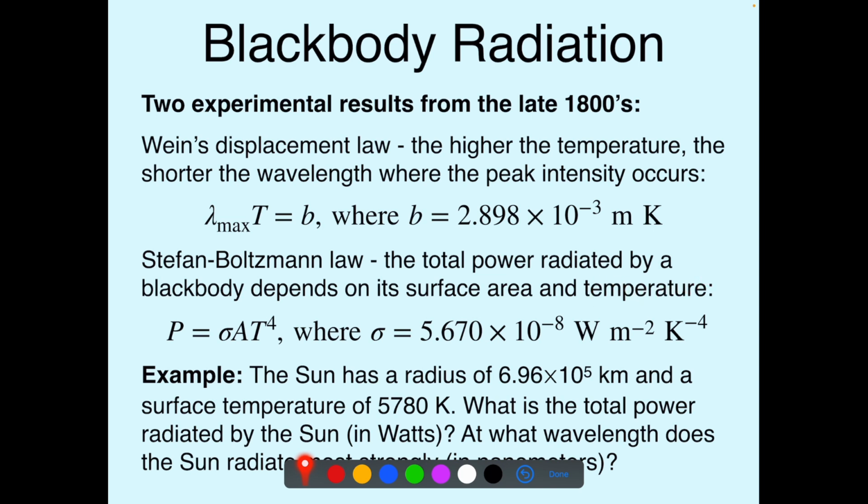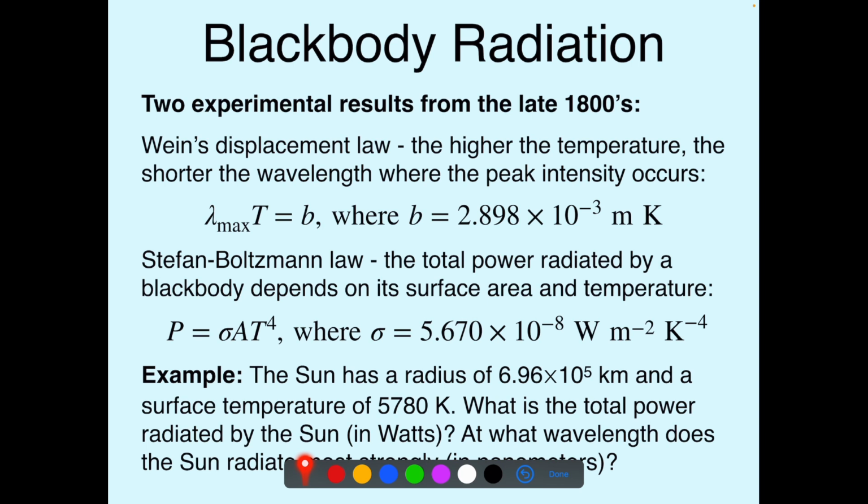So here it is. P is equal to this constant called sigma. This is called the Stefan-Boltzmann constant, times A, that's our surface area, times T to the fourth power. So this depends on the fourth power of temperature. So you can see that the power is going to grow very rapidly as the temperature grows.